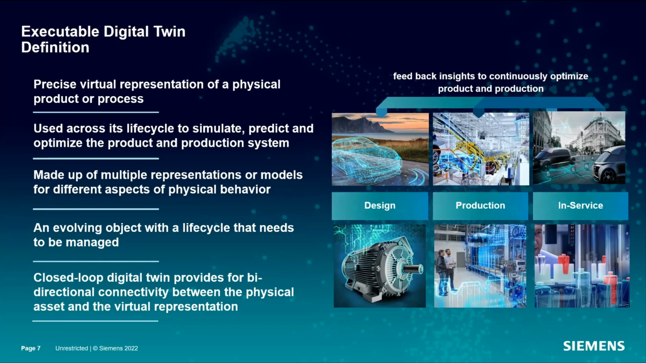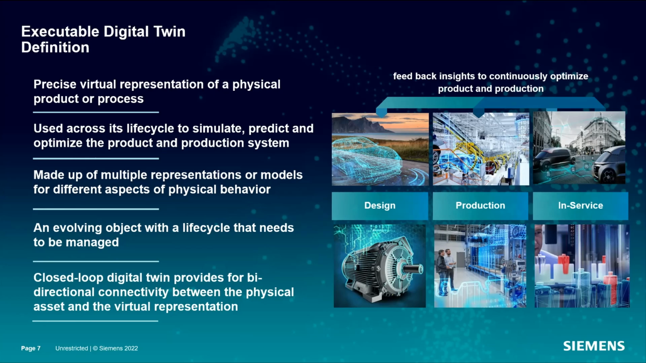So this should be working from the design to the production to the in-service phase. All these 3 pieces should come together. So the executable digital twin should be in action all along this cycle, along the product life cycle. And then this is a precise virtual representation of a physical product or process. And this is an evolving object. That's very important. So this needs to be continuously updated all along the life cycle.